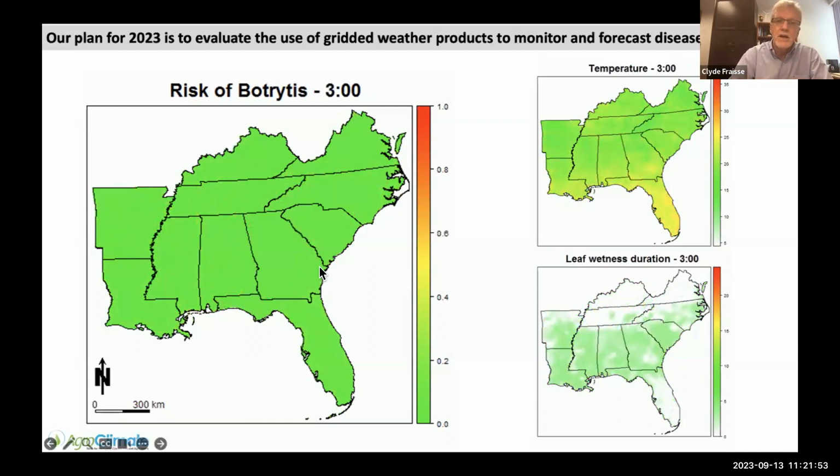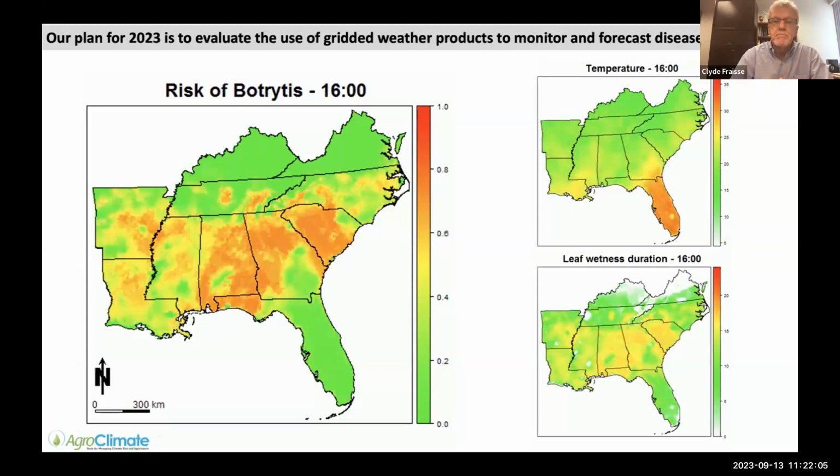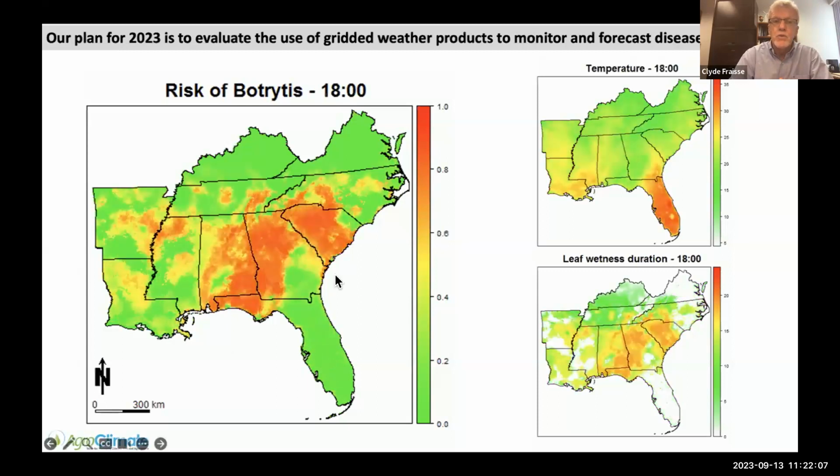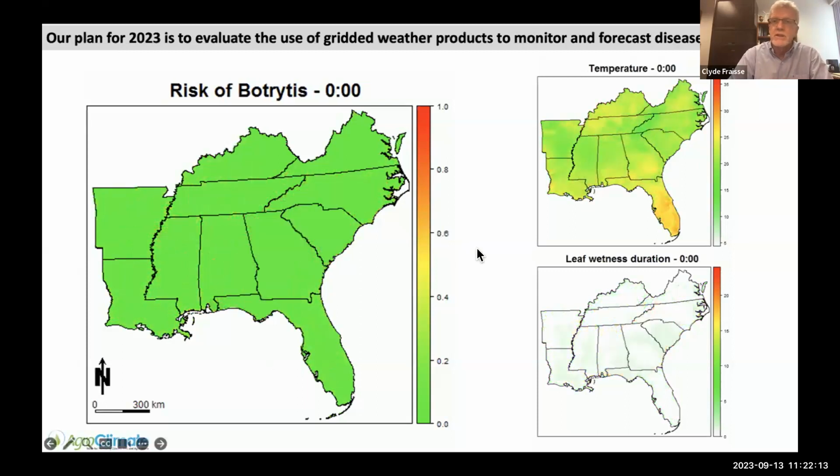The benefits are, as you saw in the previous slide, you would only have this information for locations where you have a weather station, and with this tool, you can have it basically everywhere in the country, actually. So that's a benefit, but also there is a cost for this ability.